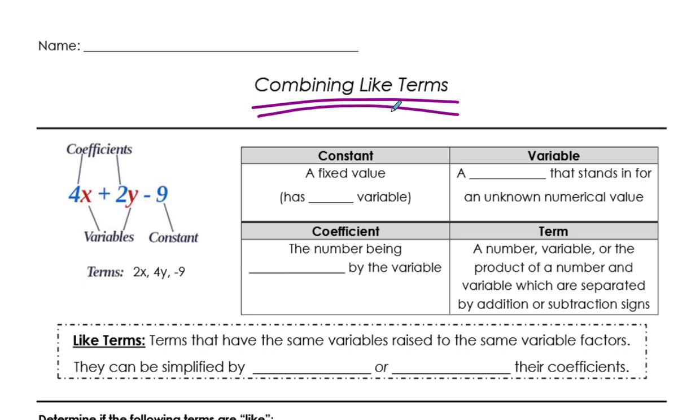About combining like terms. This is another form of simplifying, but we're not going to be given values for these variables. We just want to combine them as they are. There's a lot of vocab embedded in this that we need to be familiar with.